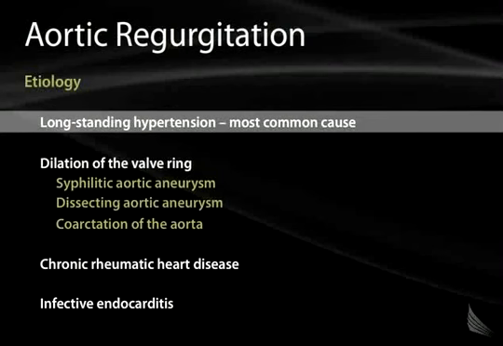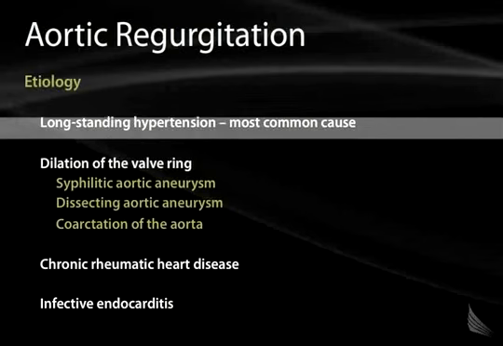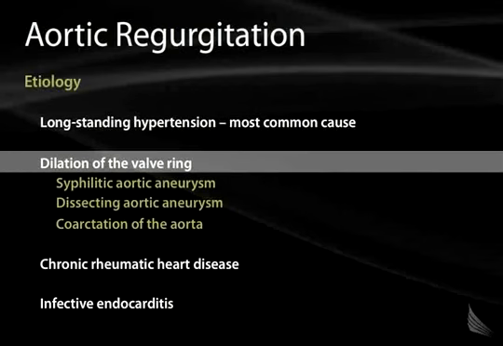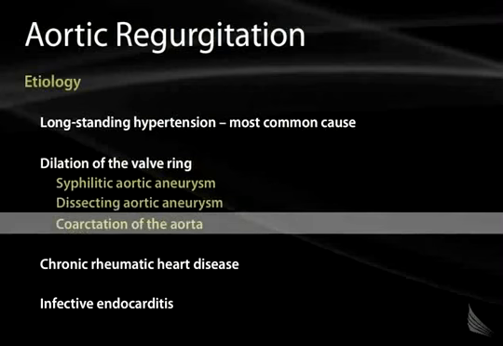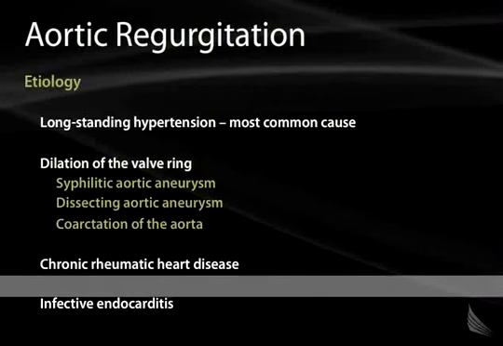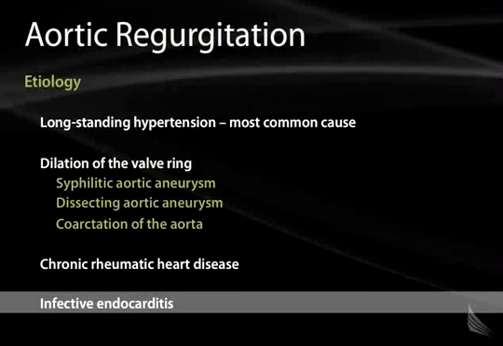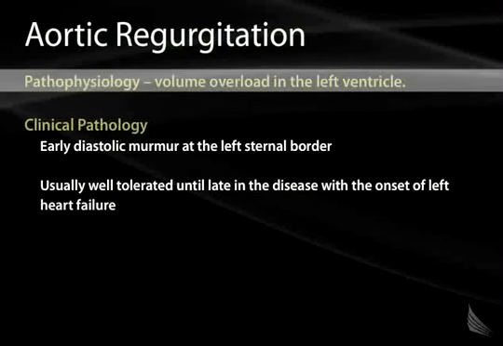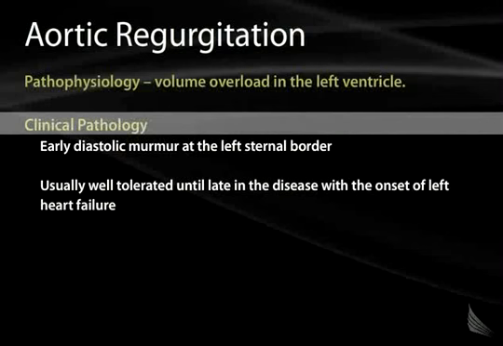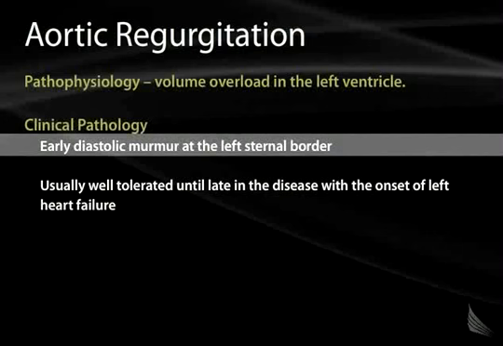Long-standing hypertension can lead to aortic regurgitation or insufficiency. You can get dilatation of the valve ring as well in the setting of syphilitic aortic aneurysms, dissecting aortic aneurysms, and coarctation of the aorta. Chronic rheumatic heart disease and infective endocarditis can also lead to AI. Volume overload in the left ventricle is the end result of aortic regurgitation. Clinically, you can hear an early diastolic murmur that's heard best typically at the left sternal border.